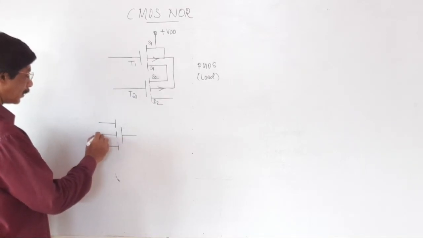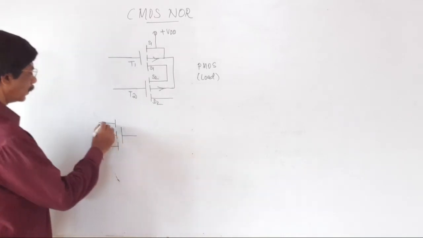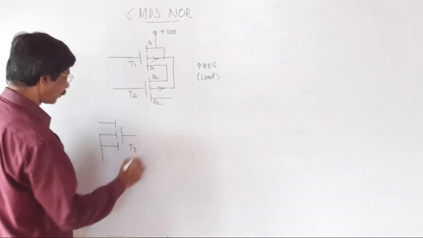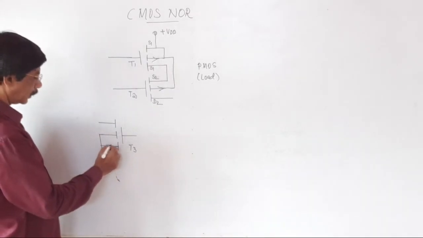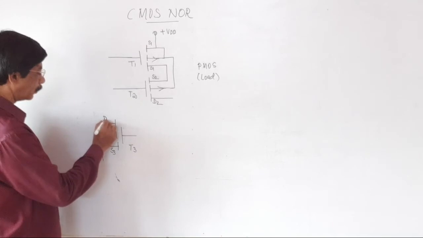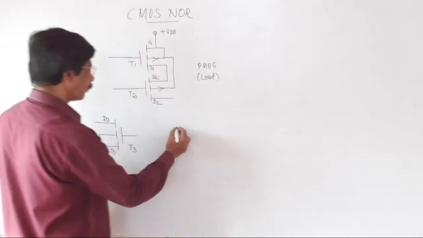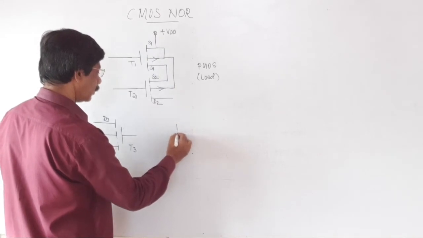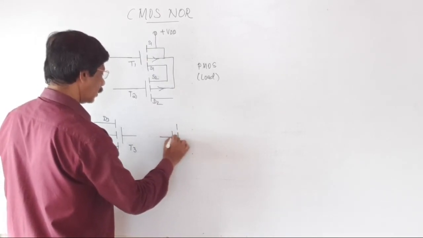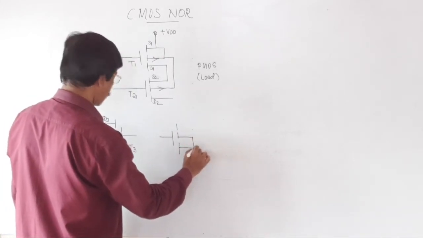The substrate and the source are interconnected. This is the gate, this is the drain. This transistor is T3. Therefore, the source is S3 and the drain is equal to D3. Similarly, one more gate, NMOS gate. It has 3 terminals. This is the gate terminal. The substrate and the source both are interconnected.